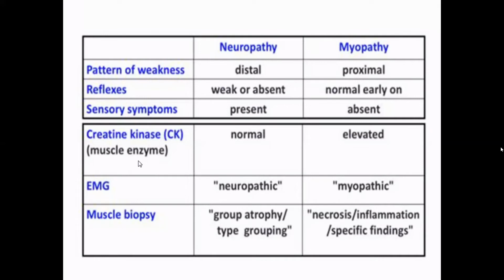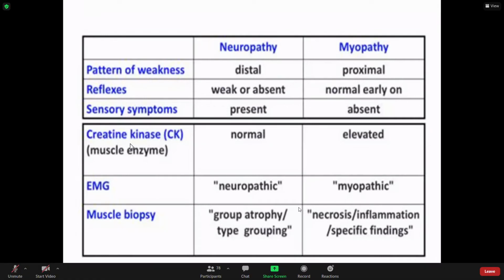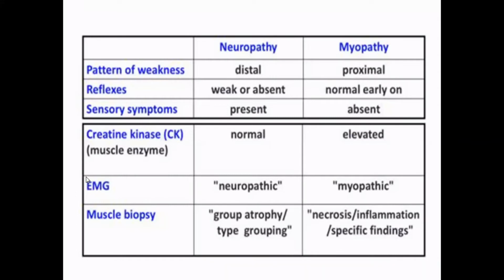Some of the muscle enzymes like creatine kinase are elevated in myopathy. Other abnormalities might be increased LDH, and these are normal in neuropathy. In EMG, neuropathy shows neuropathic changes and myopathy shows myopathic changes. So you need to know what changes occur in EMG in neuropathy and in myopathy. Myopathy usually shows short amplitude waves and fibrillatory waves, and muscle biopsy shows group atrophy. In myopathy, specific findings may be necrosis and inflammation.